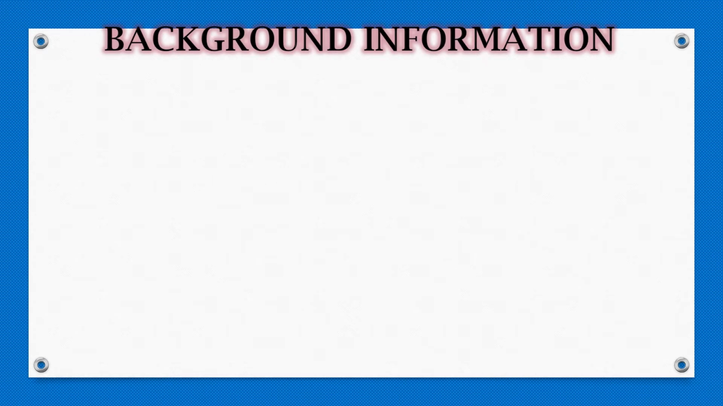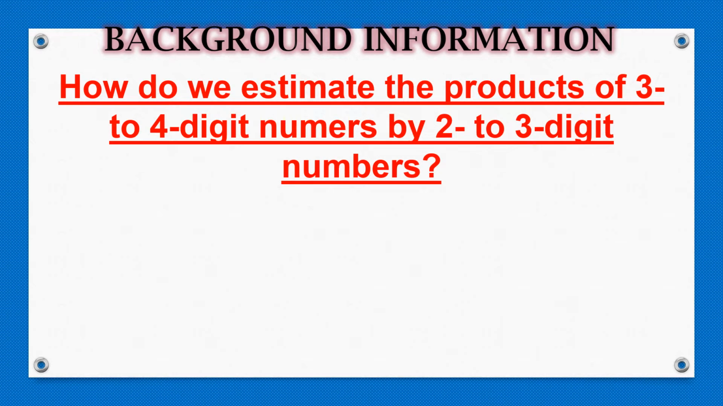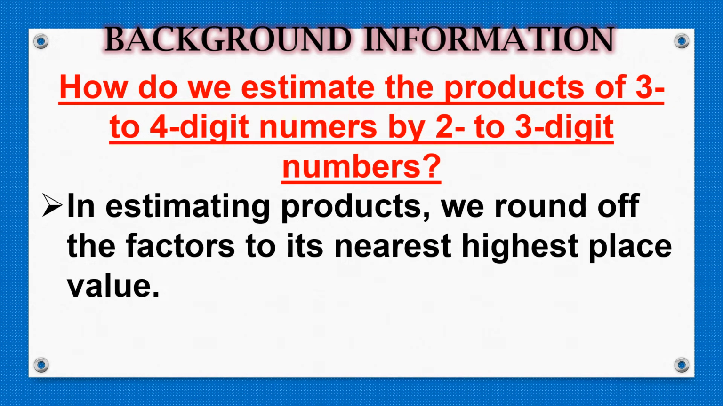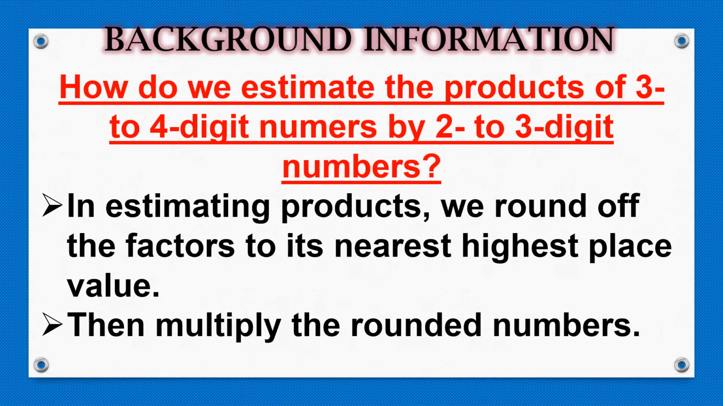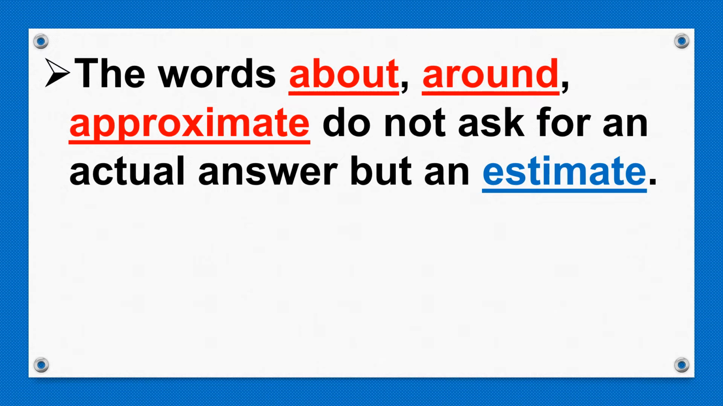But first, I will give you the background information on how you are going to estimate the products of 3 to 4 digit numbers by 2 to 3 digit numbers. To estimate the products, we round off the factors to their nearest highest place value. Then we multiply the rounded numbers. The words about, around, and approximate do not ask for an actual answer, but instead we are going to estimate the answer.